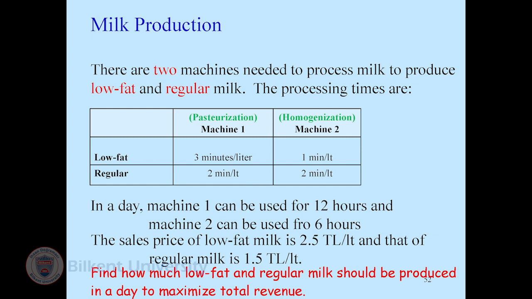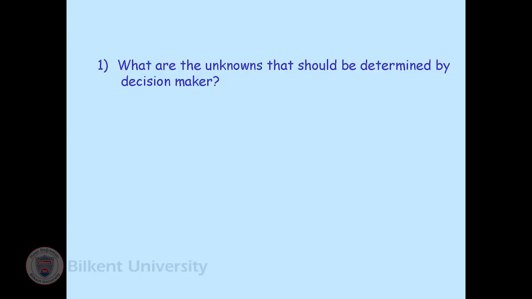Amount of each that I decide to produce: regular milk, low-fat milk. How much of each? Those are my decision variables. Depending on their values, I will use different amounts of time from my machines, and I will gain different revenue. But those are the functions I'm supposed to write to represent real life in my model, right? Let's see what I have in here.